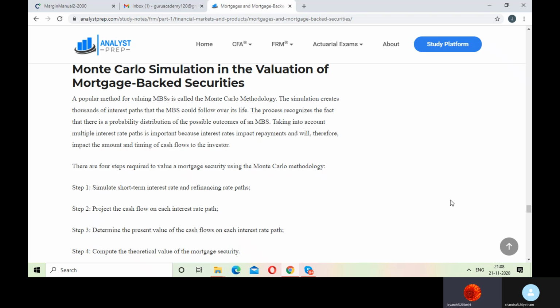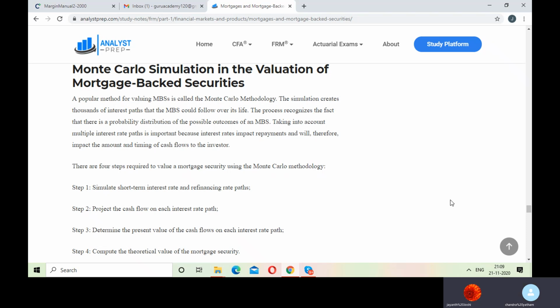So now that the MBS could follow over its life. In a mortgage backed security, the interest is not something which is fixed. It is volatile. Sometimes the interest will be high or low. See, one good concept: there is an inverse relationship between bond price and the yield to maturity.